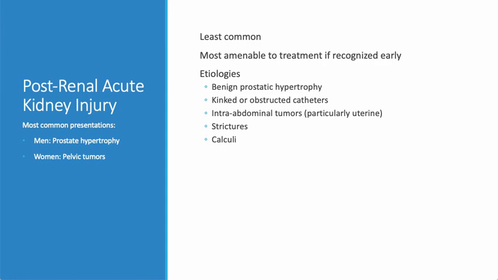When women have post-renal causes of acute kidney injury, it's because of pelvic tumors 100% of the time, unless proven otherwise, right? Because there's a shorter urethra, there should not be any obstruction to urine flow in women. But when there is, it's because of some tumor growth.